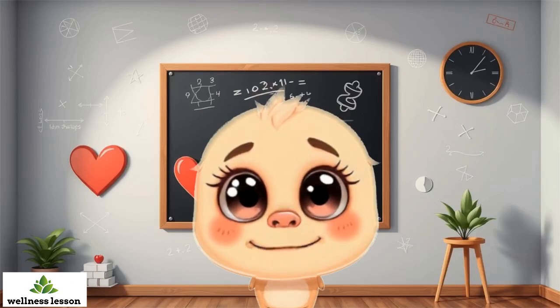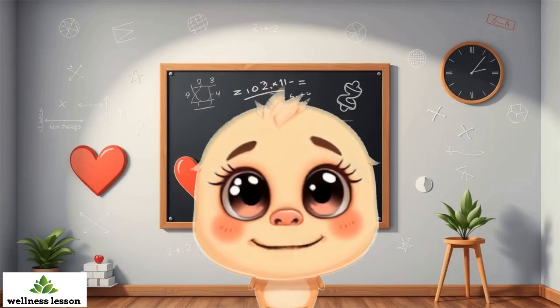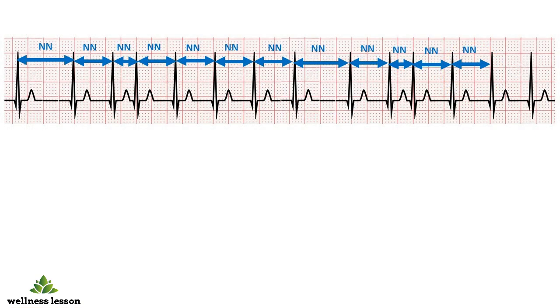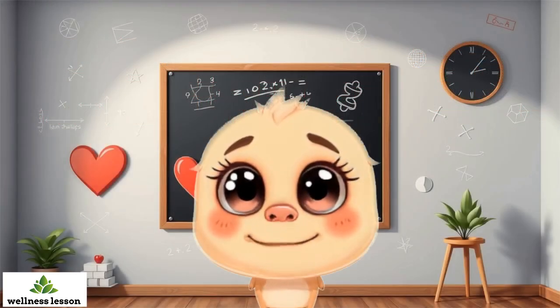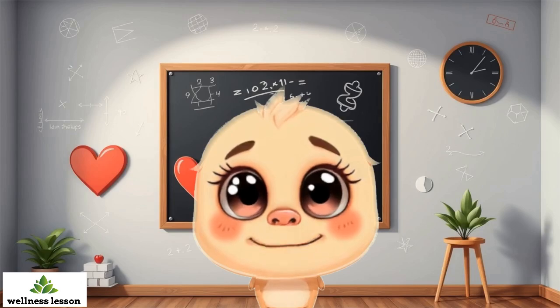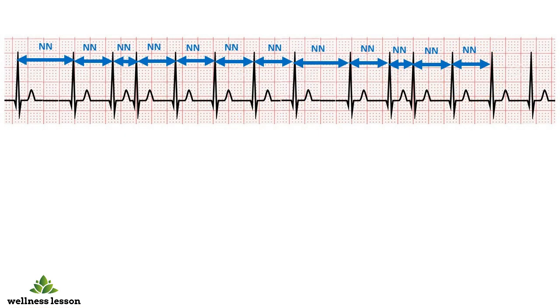PNN50 is the percentage of successive NN intervals that differ by more than 50 milliseconds. It is another time domain metric of HRV and reflects short-term variations in heart rate. Like RMSSD, PNN50 is primarily influenced by parasympathetic activity and is commonly used to assess autonomic nervous system function. To calculate PNN50 we do the following.